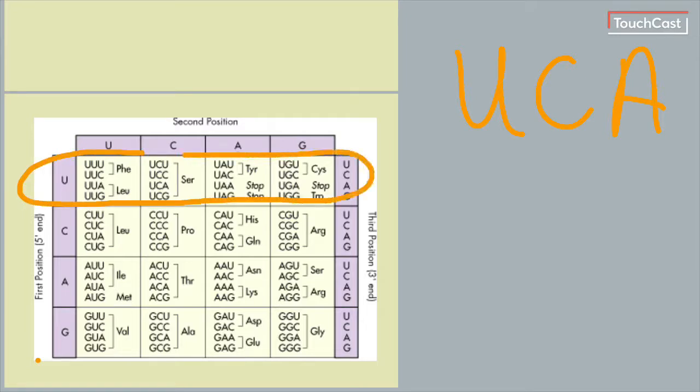And what that's going to do is it's going to tell us first position, U, and I'm going to circle that. Second position, C. I'm going to circle that column. Third position, A, which tells me that I'm making the amino acid, S-E-R.